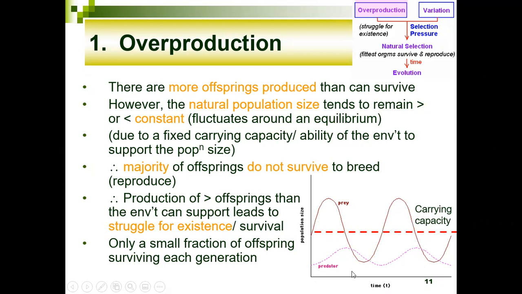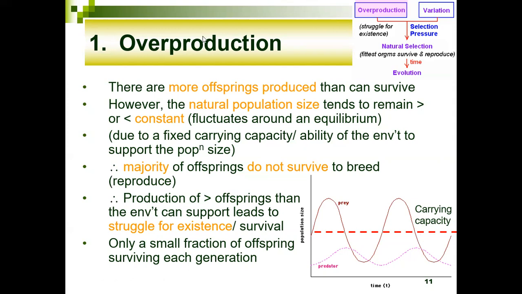Now, in this case, why does it fluctuate? It fluctuates because of the presence of predators. When the predator number increases, they feed more, so the prey number will drop. When the food is not available, the predator number will drop. When they drop, the prey will increase again. And then it fluctuates, but always around a carrying capacity that the environment can support.